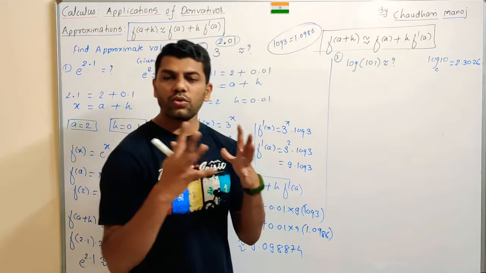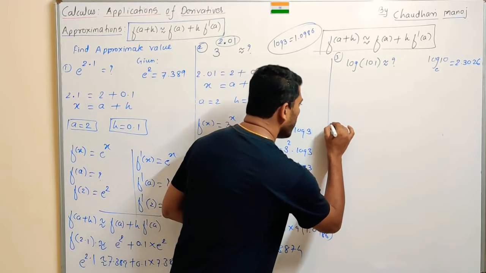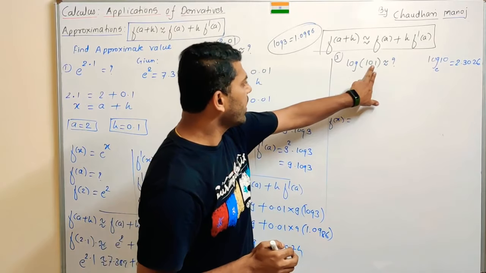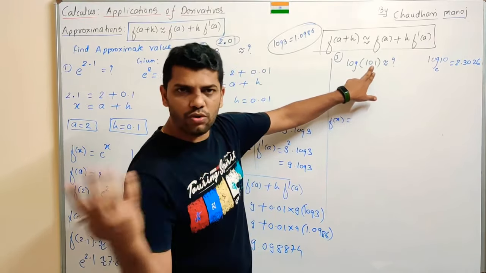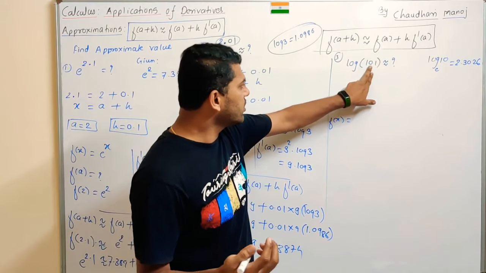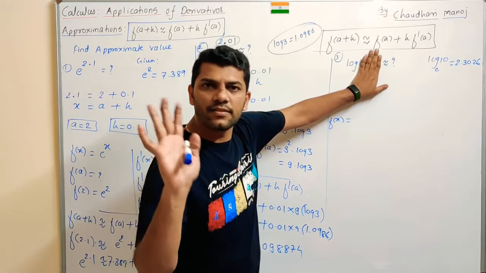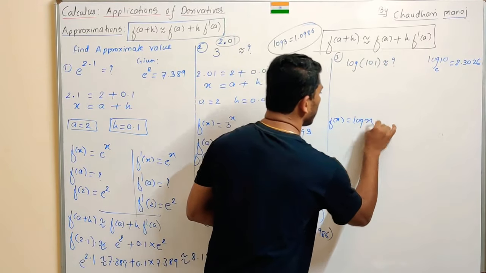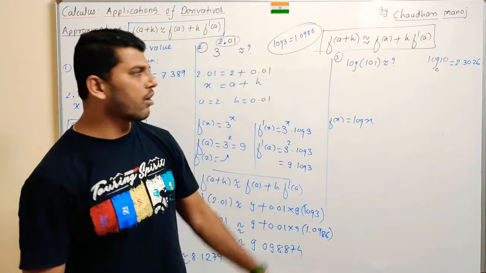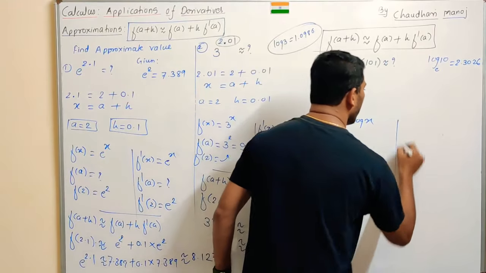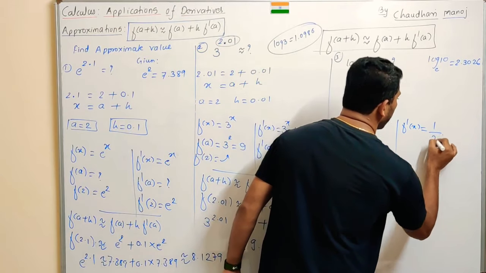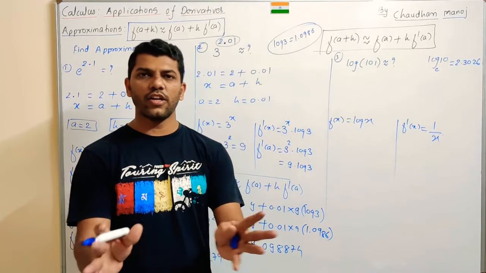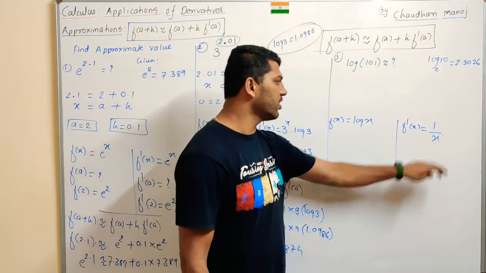So how to analyze a function? See, preparing a function is a very simple job, friends. To obtain a function, you know that this is the value which is creating the trouble. We don't know the exact answer of log of 101. So assume this as x. So this is log x. The function here is log x, that you already know. Immediately find out its derivative. What is the derivative of log x? It's a standard formula: the derivative of log x is 1 upon x. You already know this formula.